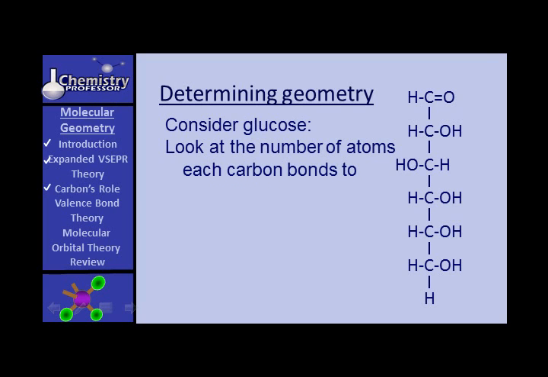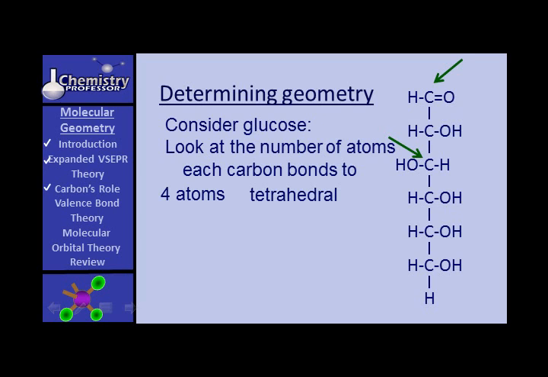Look at glucose, and look at the number of atoms each carbon bonds to. Now, we don't always show this in a nice geometric way. We lay it out pretty flat so it's easier to write or easier to type sometime. Look at the number of atoms that carbon bonds to. How many is it bonded to? It's bonded to 4 atoms. It's bonded to 2 different carbons, an oxygen and a hydrogen. The geometry around that is tetrahedral.